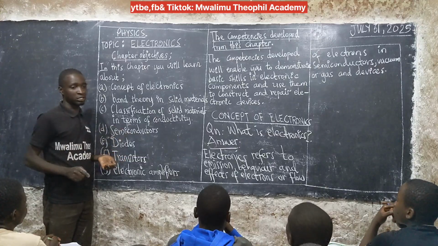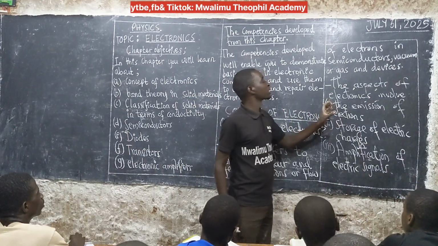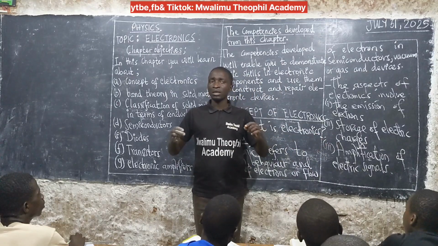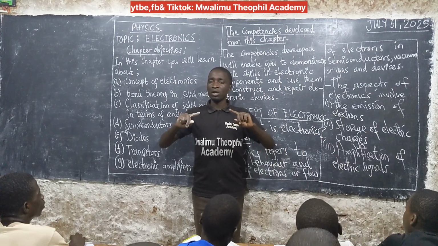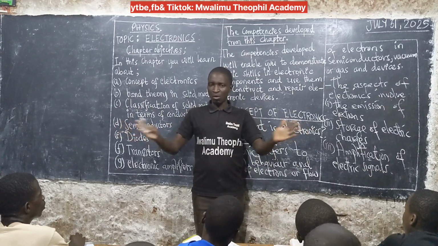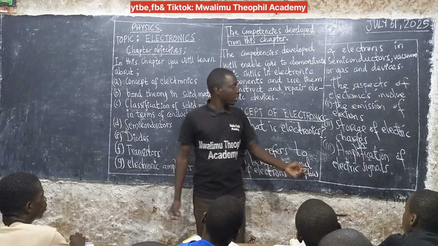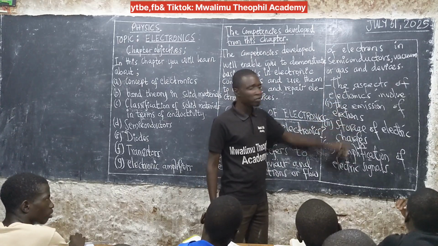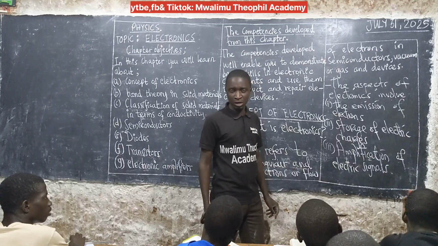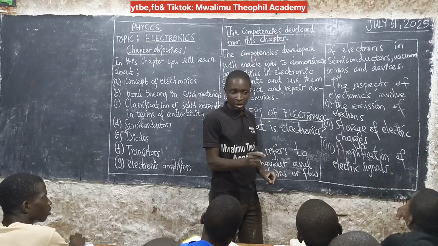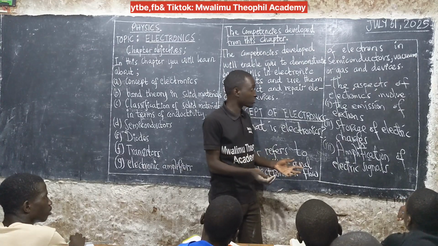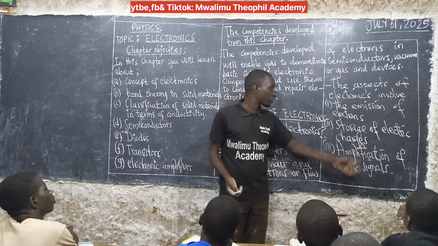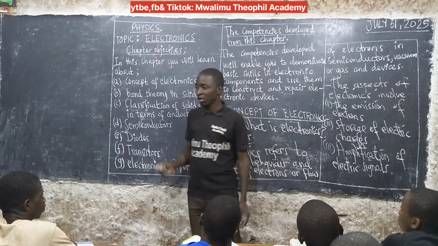Also here, we're told that we have aspects of electronics. When we speak about aspects of electronics, we are dealing with how wide we go in electronics. We have almost 3 aspects. The first aspect is the emission of electrons. There will be no electronics without emission of electrons. Another aspect is the storage of electric charges. And the last one is amplification of electric signals.